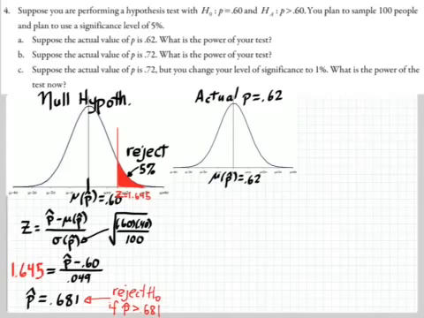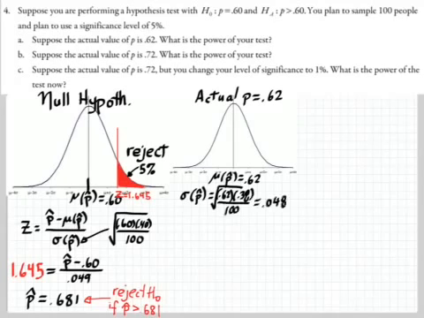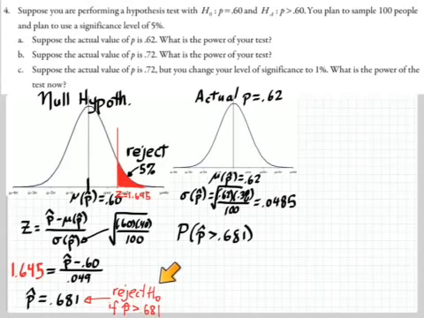So, in actuality, 62% of samples will say yes to whatever question we're asking. Standard deviation, this formula again, works out to be pretty much the same, 0.0485. So we want to know, remember over here, we're going to reject the null if we get a p hat of more than 0.681. So now we need to figure out the probability of that actually happening based on reality.